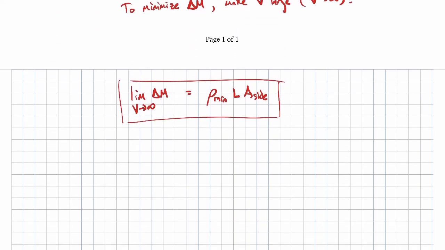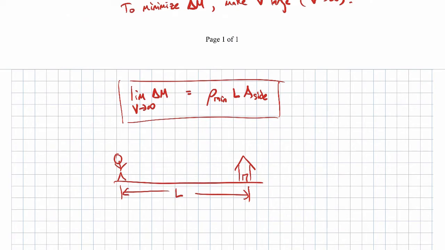Let me redraw it down here so it's a little clearer. So here you are, and here's the house. This is the distance L. And this, by the way, is your area of the side. Let me redraw the area of the side since that shows up in the equation. Okay, so what this term represents here is the volume that you carve out as you run through the rain. So it's this volume. I'm just going to show it right here. That volume is L times A side.